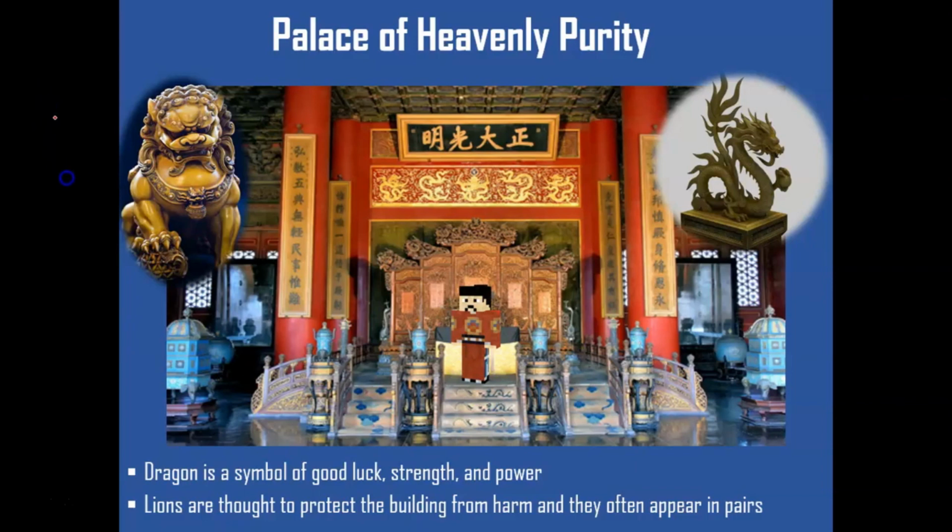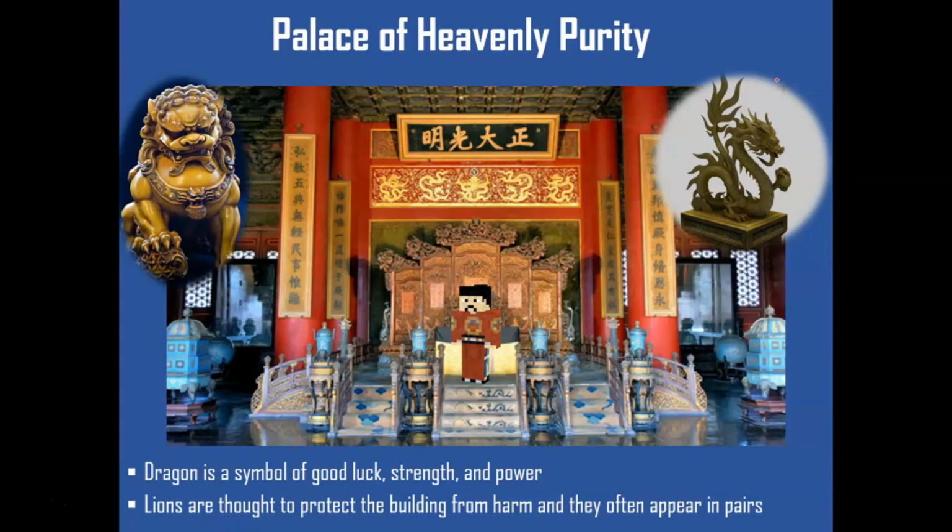Okay, they are not supposed to actually be a physical representation of a lion. It's more of a mythological creature. As you saw in the earlier picture, they often appear in pairs, and they are symbolic of being protectors of the building. Another symbol that you would commonly see is the dragon.